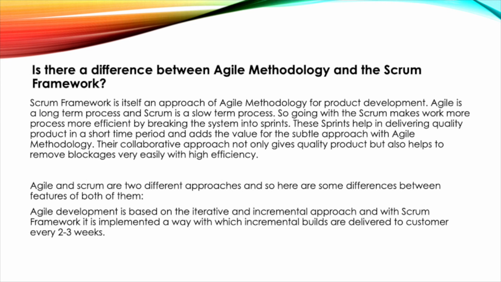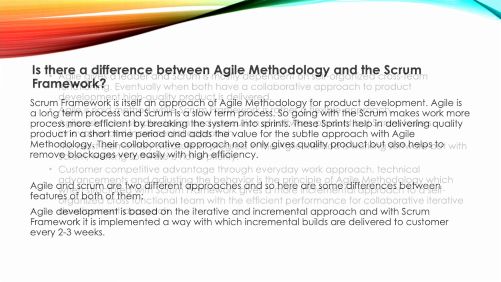with Agile methodology. Their collaborative approach not only gives a quality product but also helps to remove blockages very easily with high efficiency. Agile and Scrum are two different approaches, and so here are some differences between features of both of them. Agile development is based on the iterative and incremental approach, and with Scrum Framework it is implemented in a way with which incremental builds are delivered to the customer every 2 to 3 weeks.